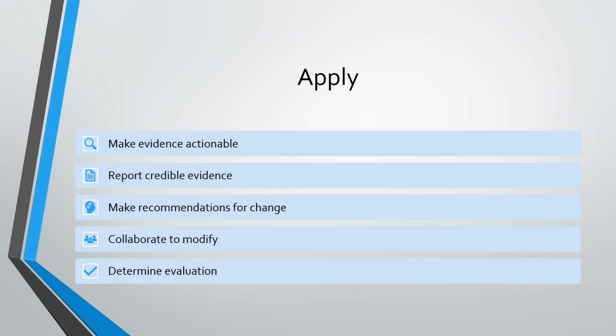We also want to make any recommendations to change in practice or tell people about the new intervention. We want to collaborate with community partners on modifications or current interventions. We also, at this point, at the application process, we want to think about how we will evaluate the effectiveness of the change and the outcome that we would like to achieve.